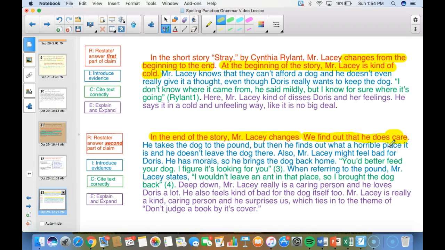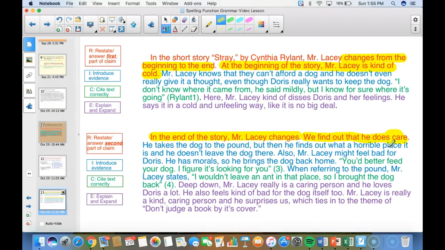To introduce this evidence. Then the evidence says, you better feed your dog. I figure it's looking for you. Well, the writer here then decided, I think I need a second quote. So he introduced briefly the second quote. He says, when referring to the pound, Mr. Lacey states, I wouldn't leave an ant in that place, so I brought the dog back. So this writer knew that he needed 2 separate quotes to prove the claim.